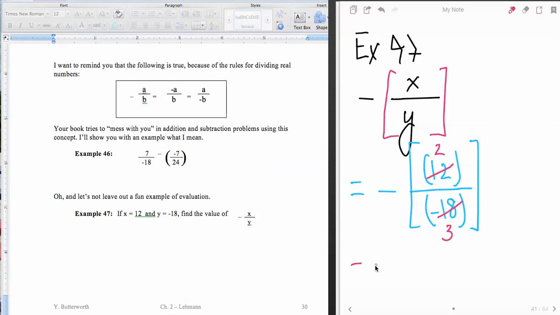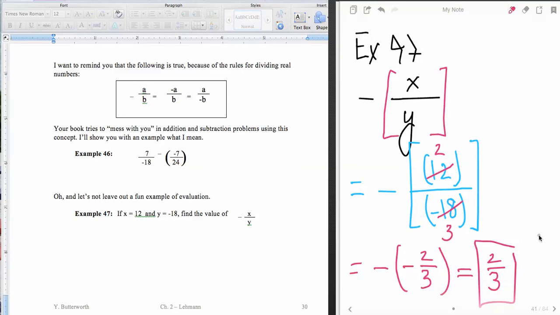So now what this looks like is the opposite of, and it doesn't matter if this negative is in the top, the bottom, or out in front, it's a negative fraction. So it's a negative 2/3. And then we can read this as the opposite of negative 2/3, which of course is a positive 2/3. And that's our final answer.